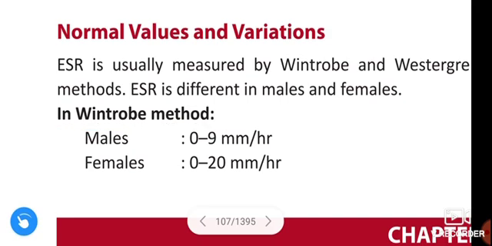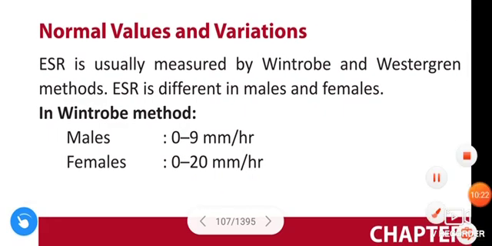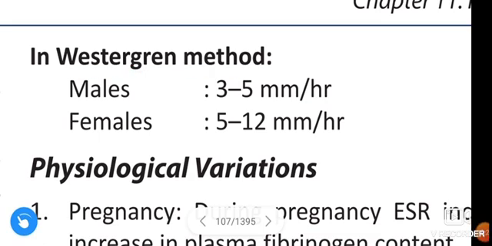In the Winthrop method, sedimentation rate is different in males and females. In males it is less, 0 to 9 mm per hour. In females it is 0 to 20 mm per hour. Next, in the Westergren method, in males 3 to 5 mm per hour, and in females 5 to 12 mm per hour. If you observe, in the Winthrop method the values are higher.